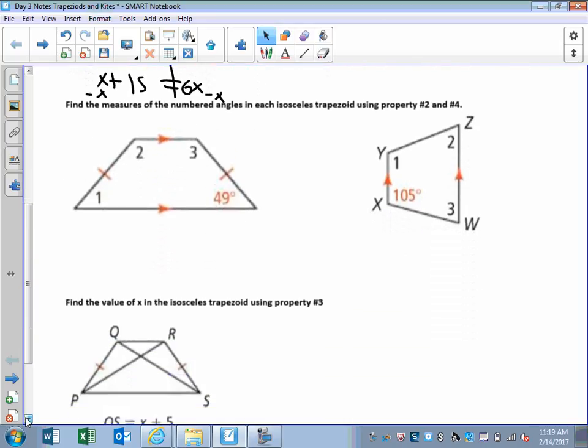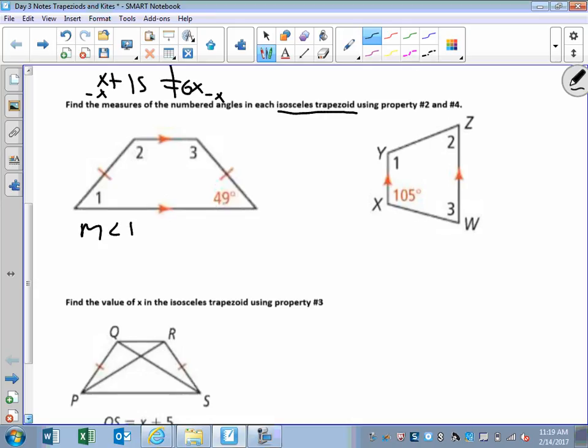okay. Now we are talking about isosceles trapezoids, and we're finding the measures of the numbered angles. So if you look on your property sheet for isosceles trapezoids, we know 2 things. We know that base angles are congruent, and we know that some of the angles have to be supplementary. Okay? So first thing, we know that in the bottom right corner we have 49. That's a base angle. So if base angles are going to be congruent, that means this is the other base angle. So angle 1 has to be 49 also.